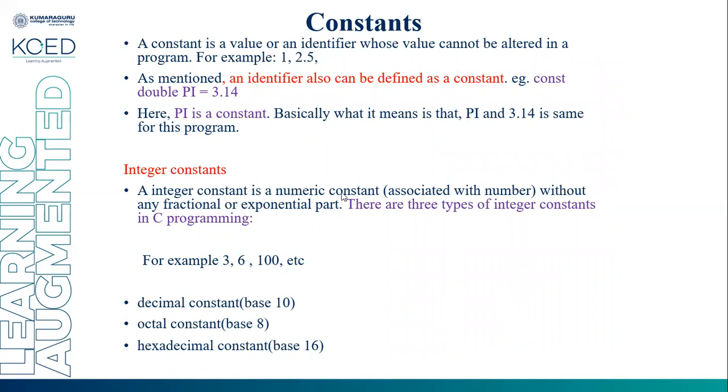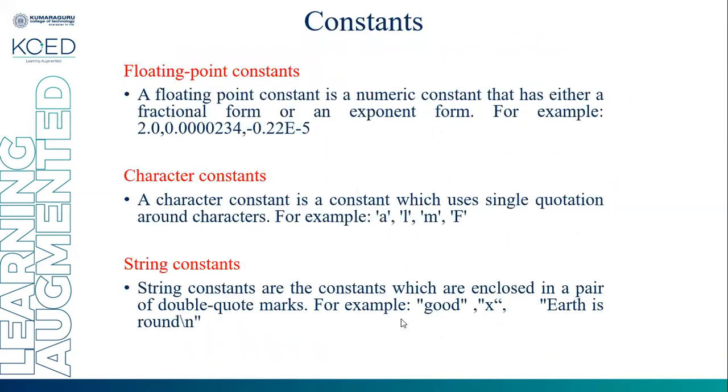Integer constant. An integer constant is a numeric constant without any fractional or exponential part. There are three types of integer constants. For example, in C programming, 3 and 600 are examples of integer constants. The three types are: decimal constant, whose base is 10; octal constant, whose base is 8; and hexadecimal constant, whose base is 16.